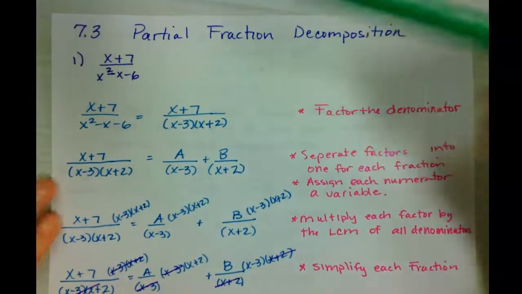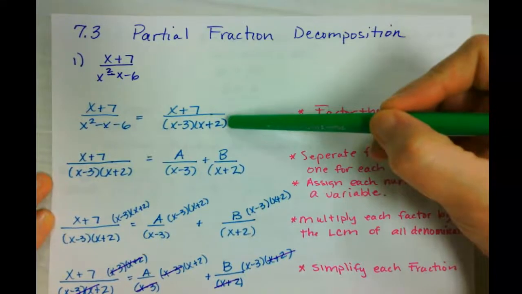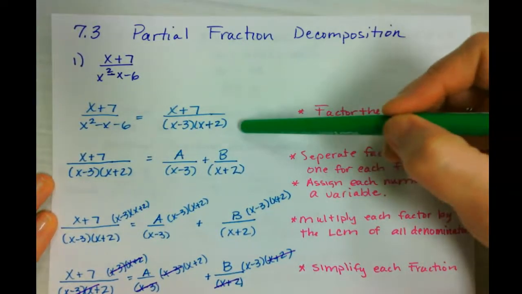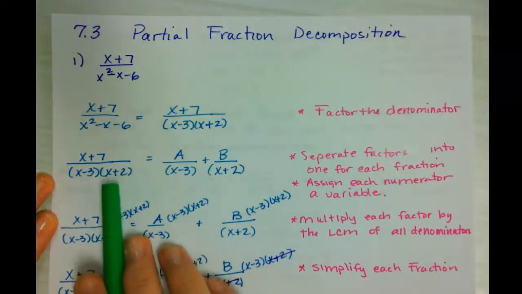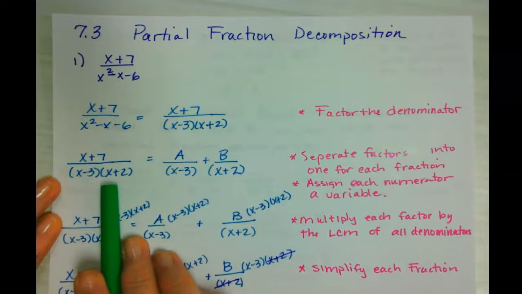So the first step is to factor the denominator. So I take my denominator, I factor it into linear factors. We are only going to focus on linear factor denominators this year, so everything should break down into some sort of linear factor. Once we have the breakdown, then we're going to separate this back into multiple fractions.